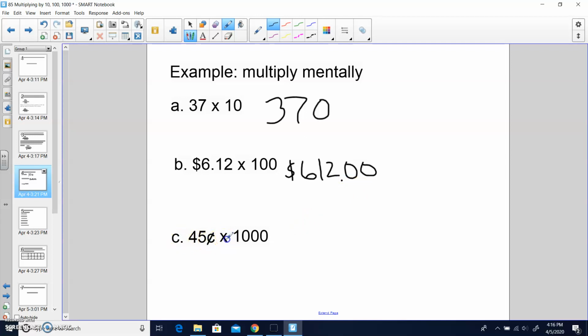C, 45 cents times 1,000. Well, I'm going to start by writing my 45. And since I'm multiplying by 1,000, I have 1, 2, 3 zeros. Again, I am working with money, so I'm going to add my dollar sign and my decimal point in. So 1, 2 spots. So 45 cents times 1,000 is $450.